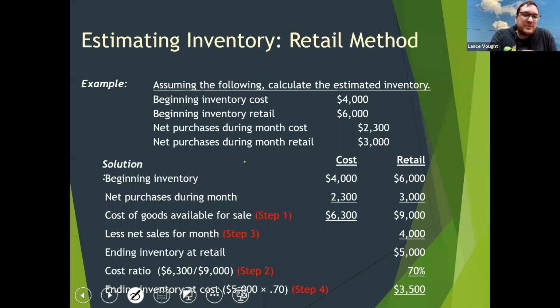The beginning inventory cost the firm $4,000. They presume that they will sell that inventory for $6,000. During the month, however, they purchased $2,300 additional worth of inventory, to which they believe they will sell that amount for $3,000.